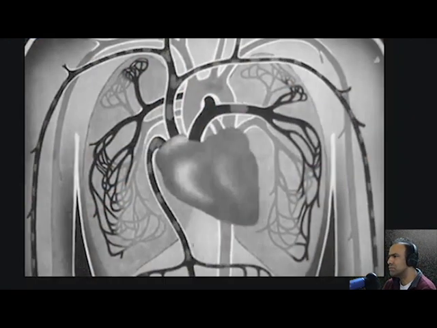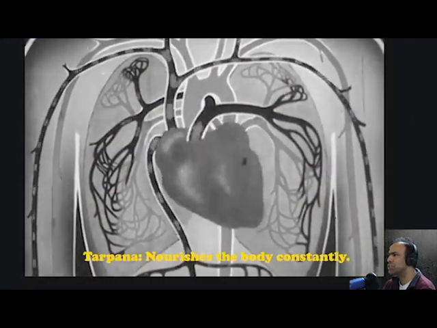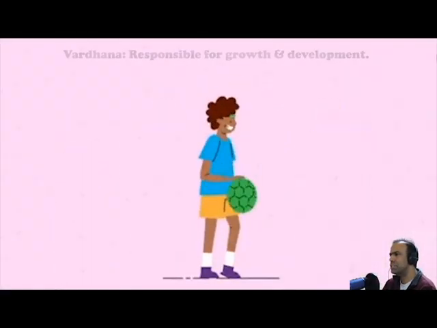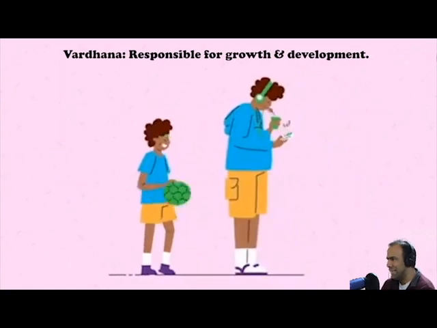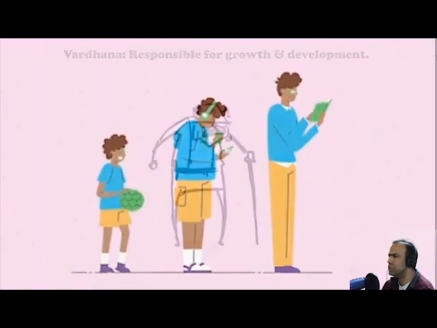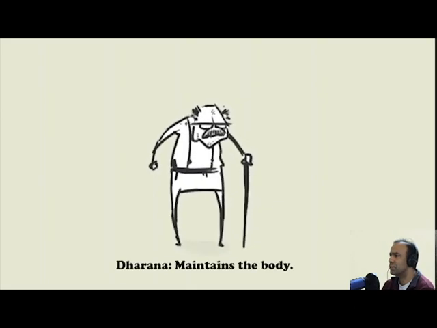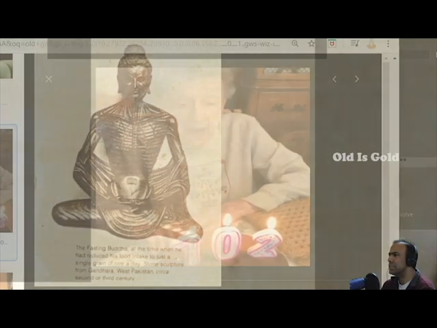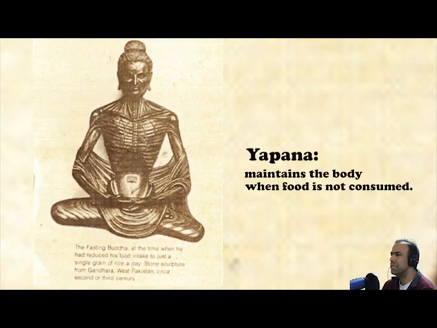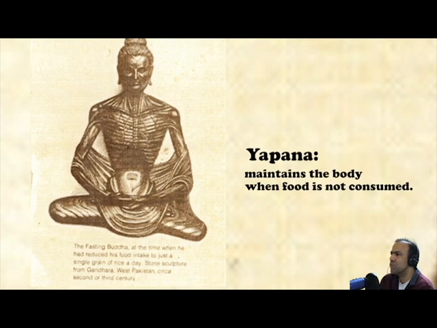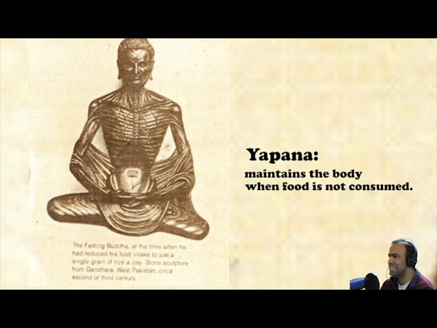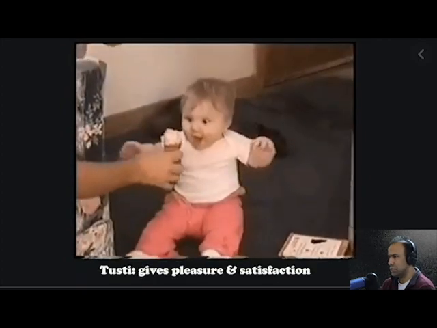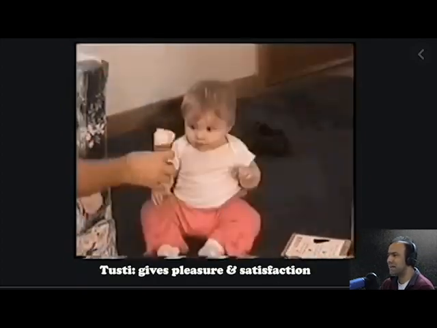tissue. The functions of Rasa Dhatu are tarpana, that which nourishes the body constantly throughout one's entire life; vardhana, that which is responsible for growth and development, especially during childhood and adulthood; dharana, which maintains the body, for example during old age when development and growth are not necessarily required; yapana, which is the maintenance of the body, especially when food is not consumed, for example during times of fasting and even starvation. Rasa Dhatu also provides the function of tusti, which is providing pleasure and satisfaction to the body.